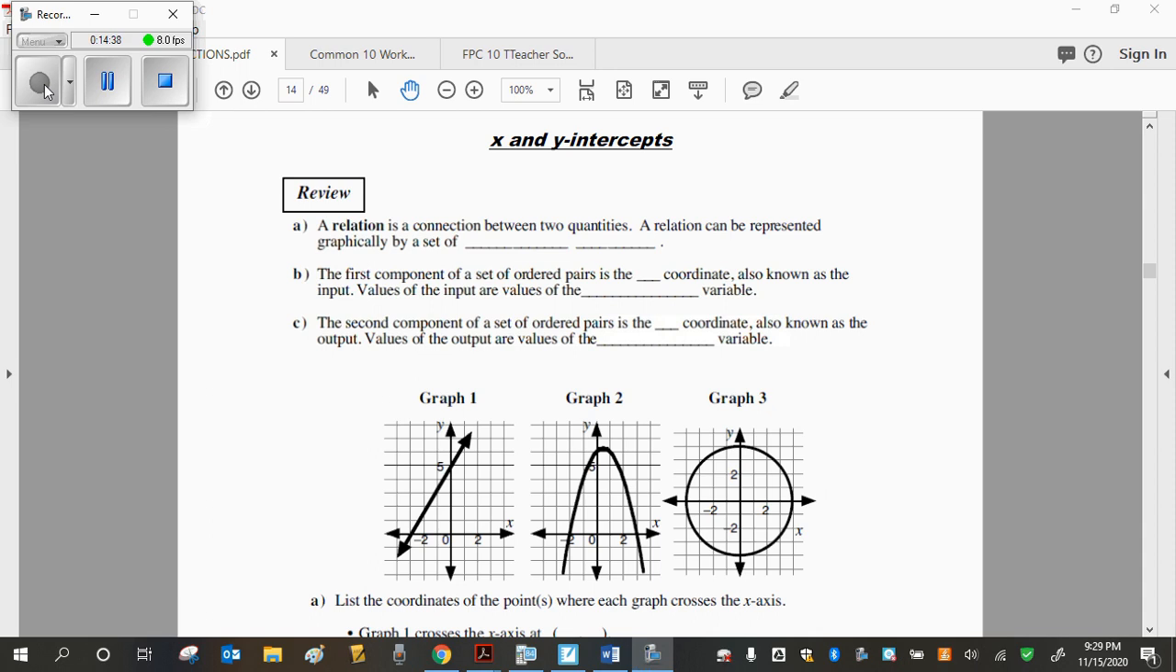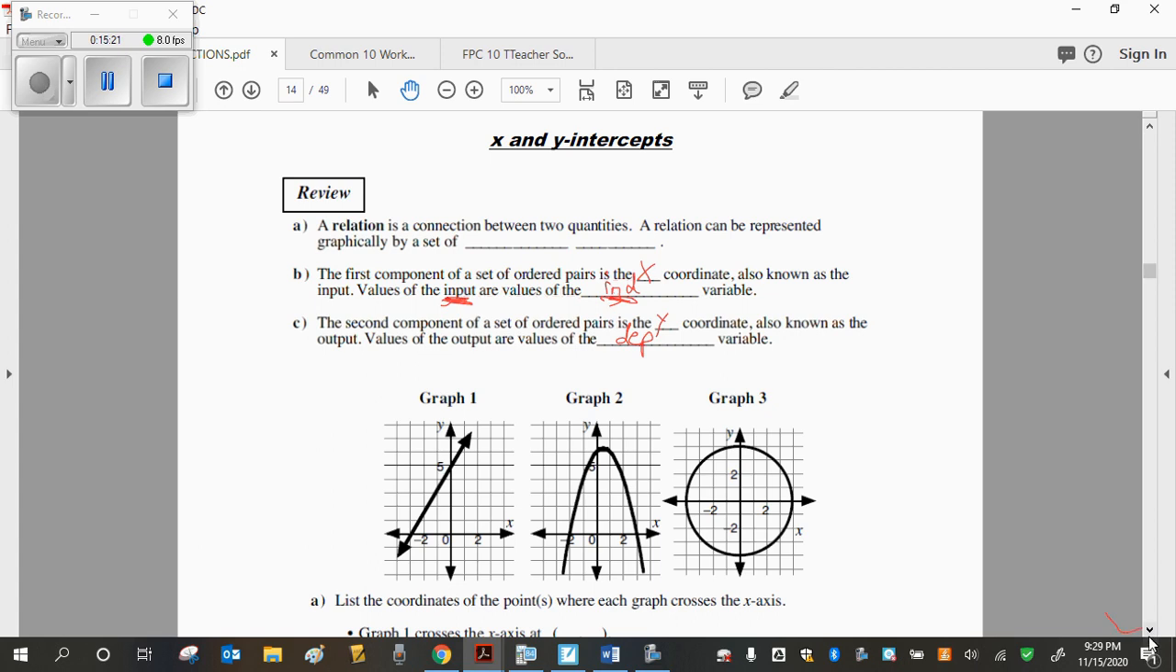I want to review. A relation can be represented graphically by a set of ordered pairs. The first component of a set of ordered pairs is the x coordinate. And I will just remind you that input goes with independent variable. It's one way to memorize it. Input and independent go together. And the y is dependent on the x, the equation, to get y.